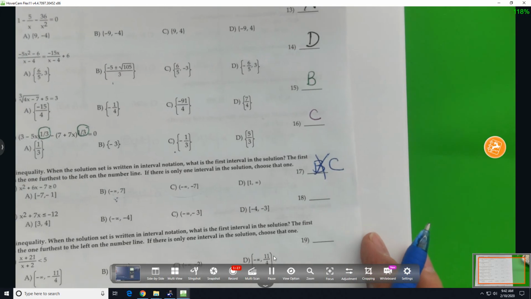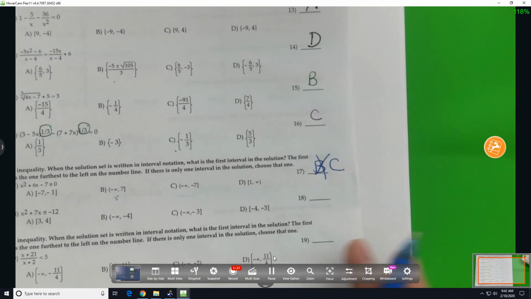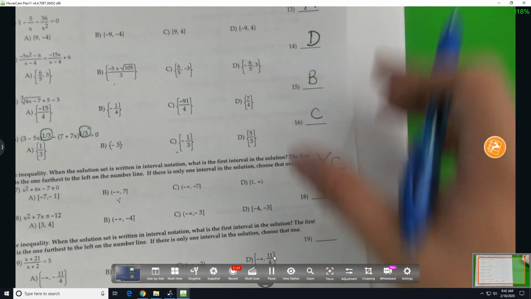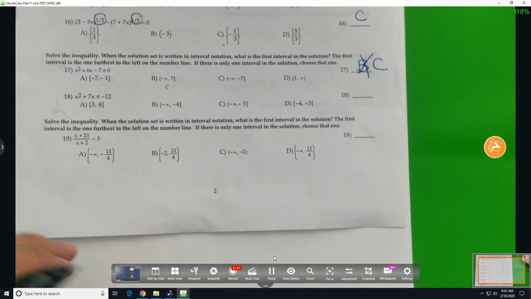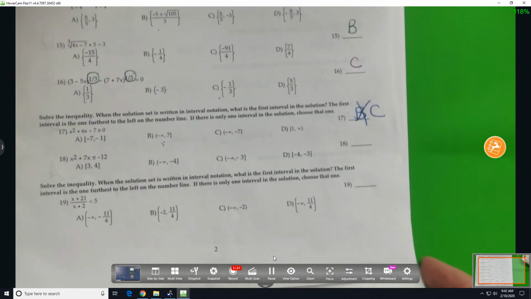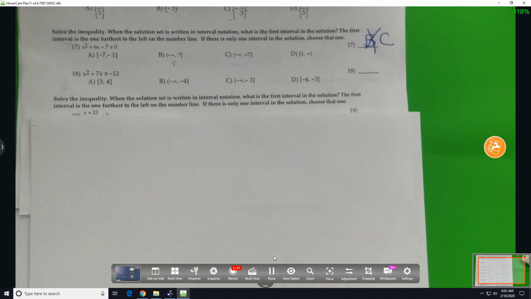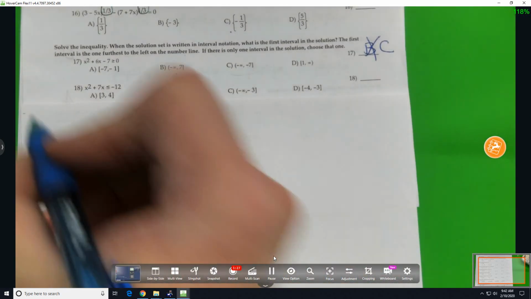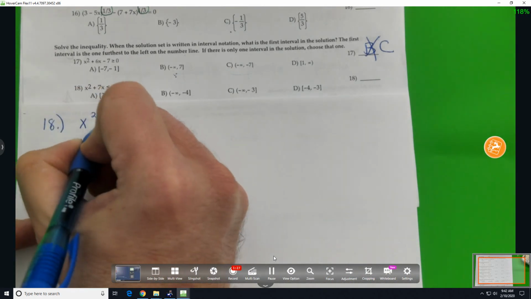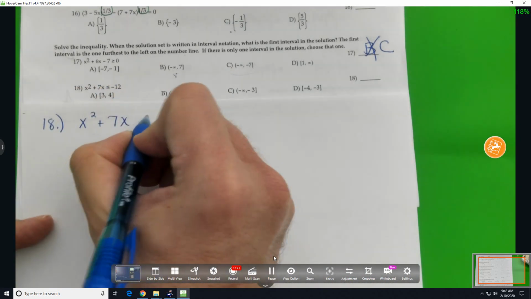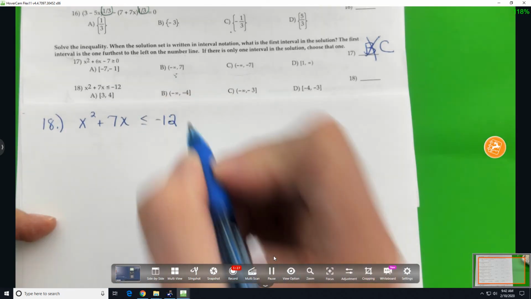Number 18 is similar. Let me write it down. 18. X squared plus 7x is less than or equal to negative 12.